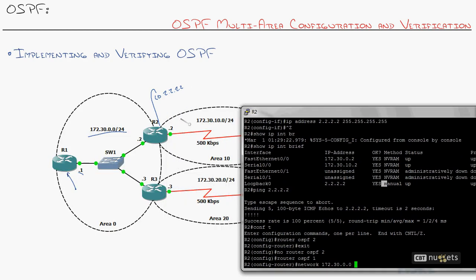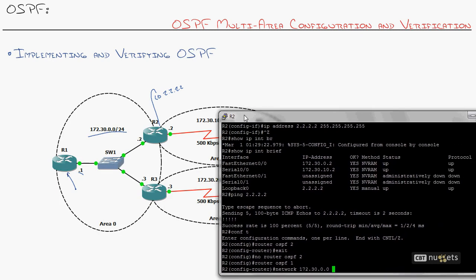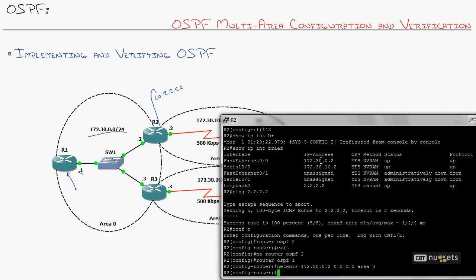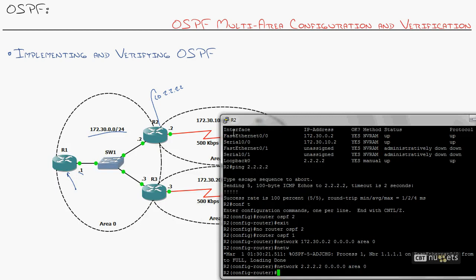Because notice this network 172.30.10.0 is going to be in a totally different area, so I can't just lump them both together in area 0, right? So I'm going to come over here and let's do 172.30. We'll go back to Cisco. 172.30.0.2 0.0.0.0 area 0, right? Then let's also add in network 2.2.2.2 0.0.0.0 area 0. What did I do? I'm now advertising this loopback into the OSPF process.